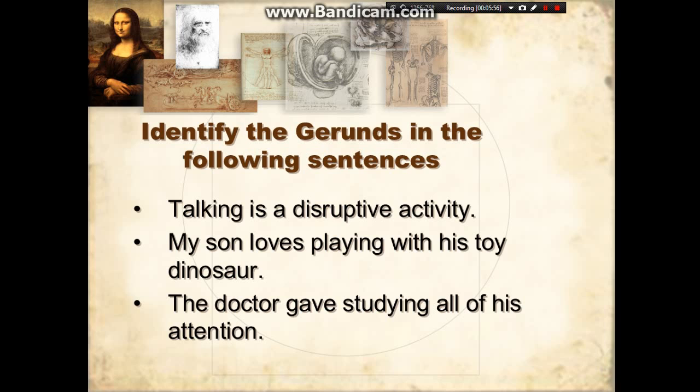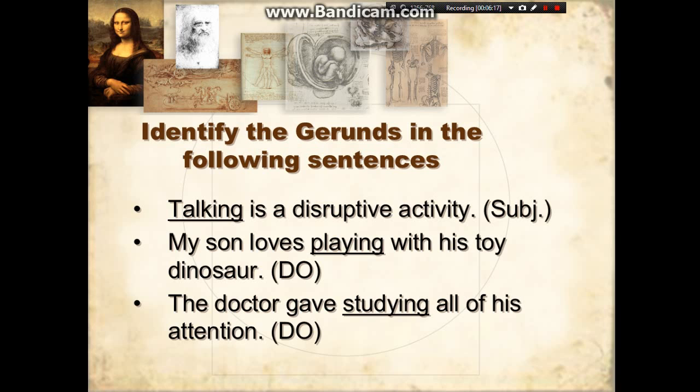Now, on the bottom part of that flap, please write down these sentences and see if you can underline the gerund and tell me what part of the sentence it is. Is it a subject, a direct object, object of a preposition, or a subject complement? Write them down. Give it a shot.